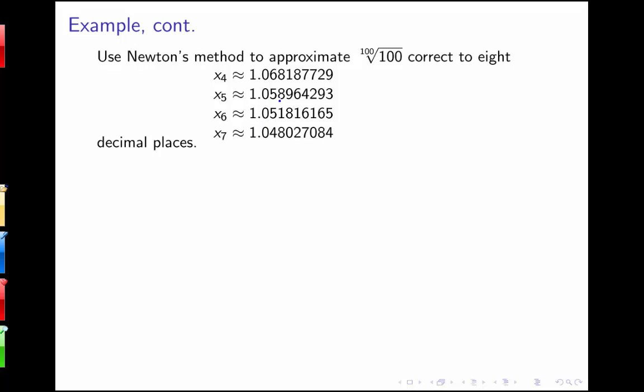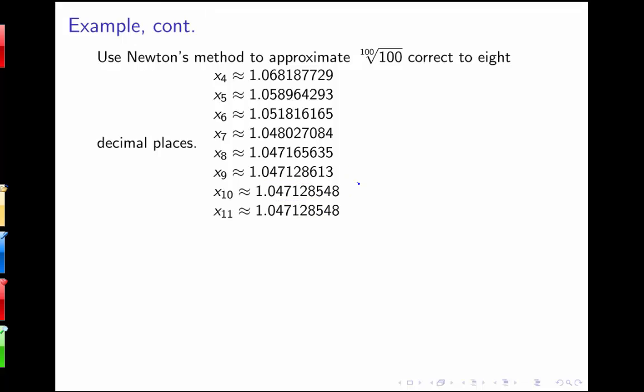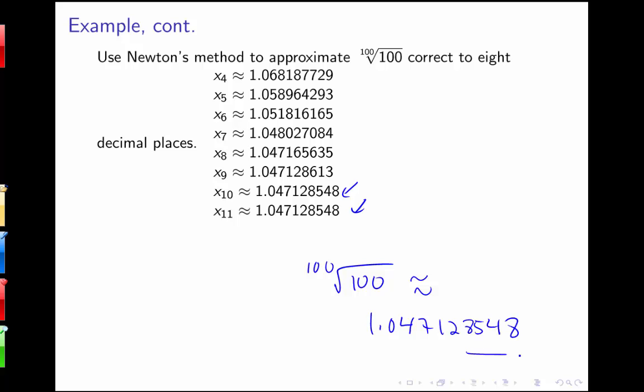Then we're getting 1.048 for the 7th approximation, 1.047. Okay, now we're starting to get a little bit more of a matchup, but they're still not the same to 8 decimal places, so we go again. So we have them correct within, looks like 6 decimal places, but that's not quite enough. So we do one more time, and now these match. So now we can say that using Newton's method, the 100th root of 100 is approximately 1.047128548.